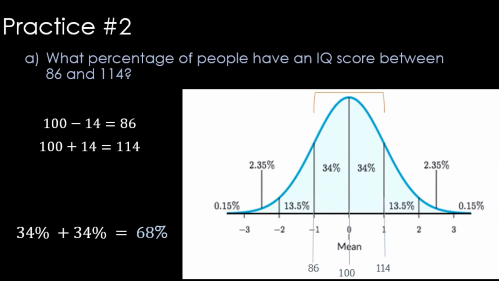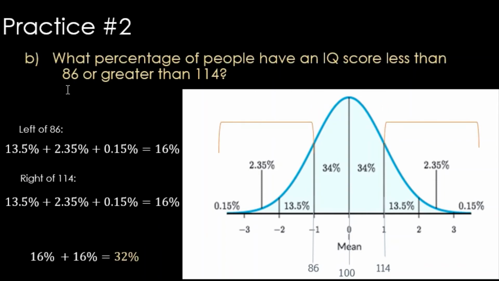Now for part B. What percentage of people have an IQ score less than 86 or greater than 114? This question is actually asking us to find two different areas. The first is the percentage of scores less than 86. We can do this by using the same chart we just made. Adding all of the percentages to the left of 86, we get 13.5% plus 2.35% plus 0.15% equals 16%.